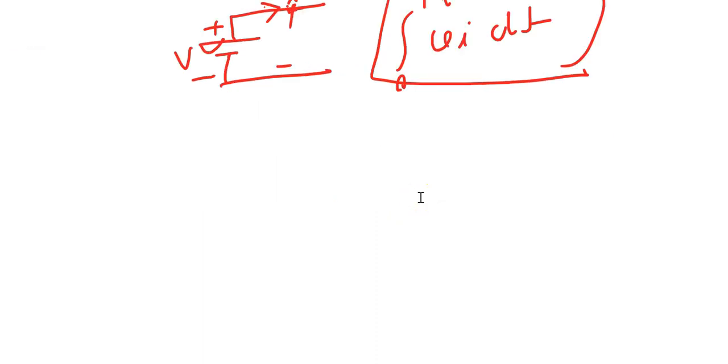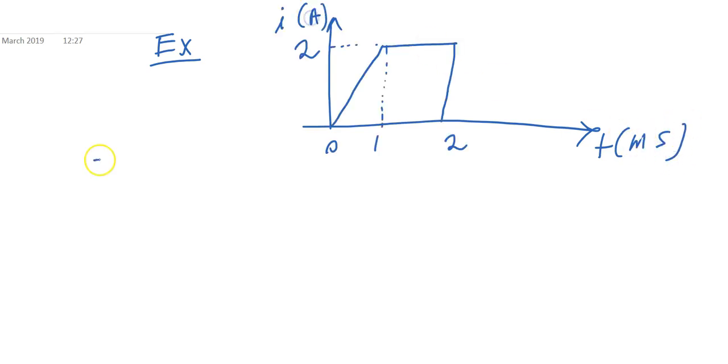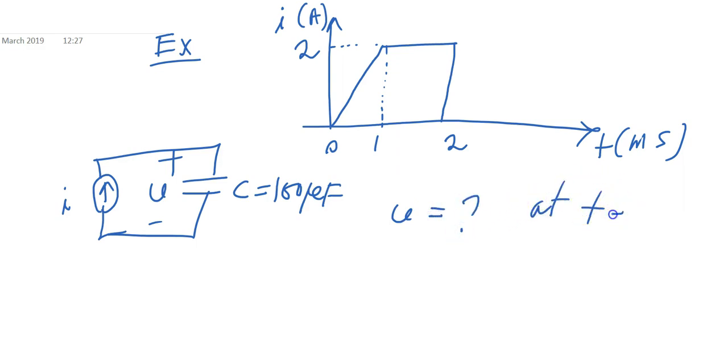We'll do some examples to get clarity on whatever we have studied till now. Consider the current waveform, with T in millisecond and I in ampere. Check this circuit. It's a capacitor, which is 100 microfarad, and this is your current. You need to find the voltage V at t equal to 3 millisecond.